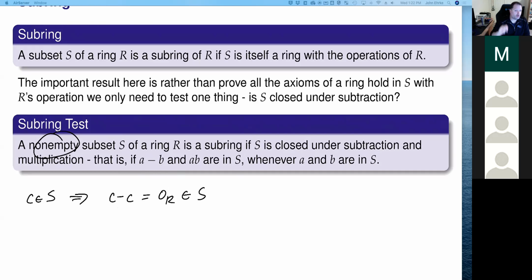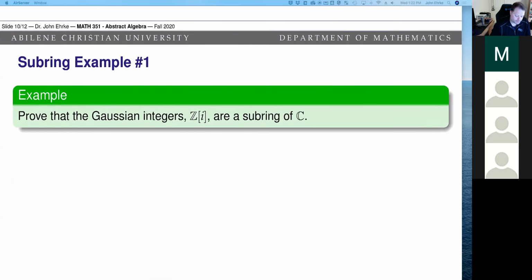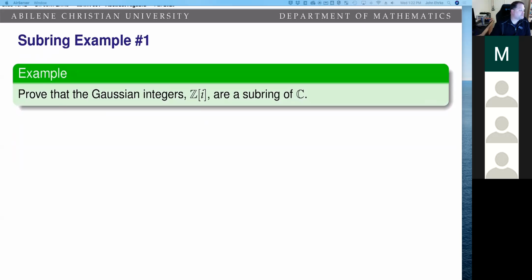So I want to do two quick subring examples with you. First is I want to go back to those Gaussian integers that we talked about before. Remember, the Gaussian integers are the set of all complex numbers a plus bi such that a and b are integers. So if you were plotting the complex plane and you had grid lines spaced out by the integers, these would be all the points that lie on the intersections of the grid.